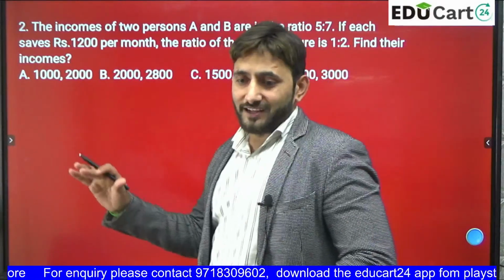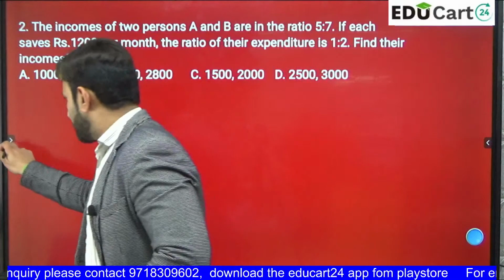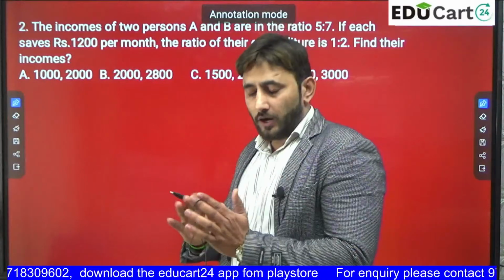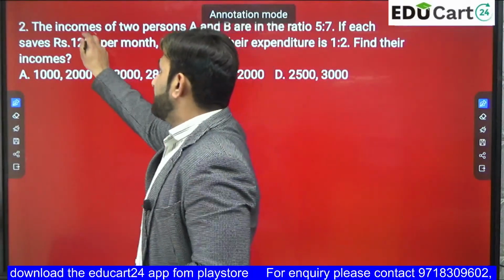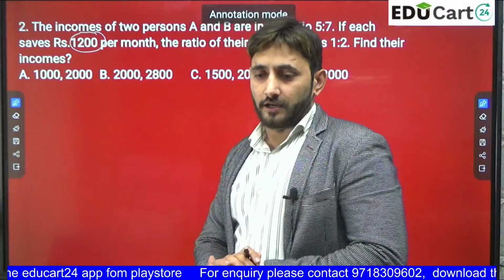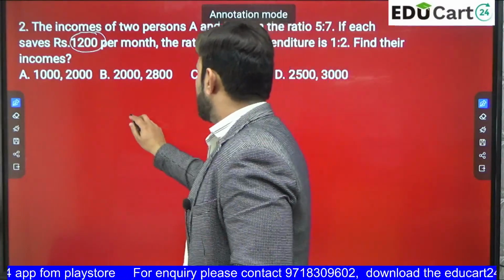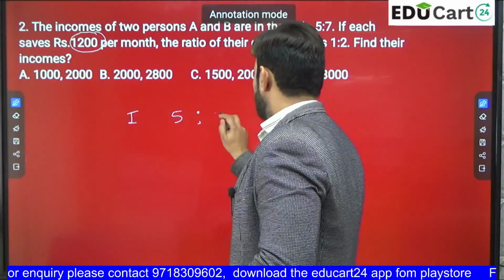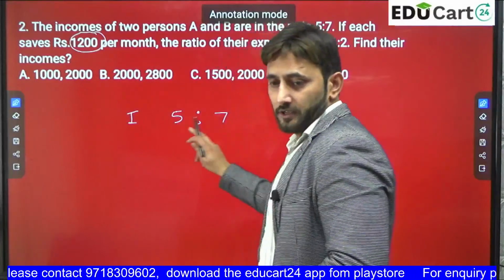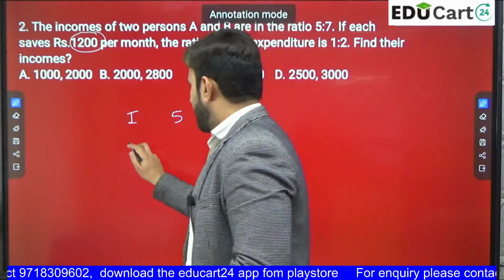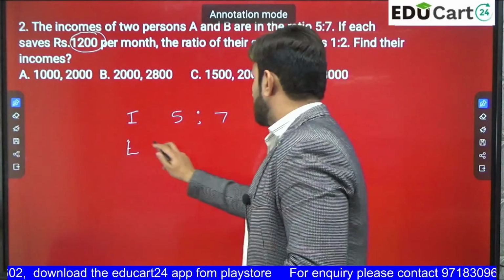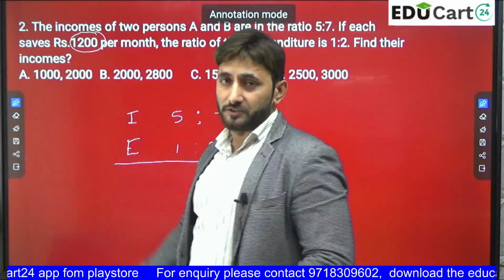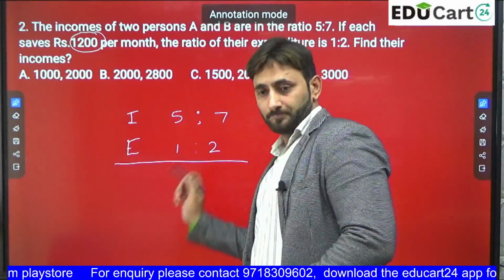So I'm not going to take the very basic method here. I will take the last two methods. Another method was how to make the differences equal. Because the savings are equal, the difference of the income and expenditure should be the same. So the income ratio was 5:7. Here there is a difference of 2 units, a gap of 2 units. And the expenditure ratio is 1:2. But their savings are equal. Each of them saves rupees 1,200. So can I just double this ratio?